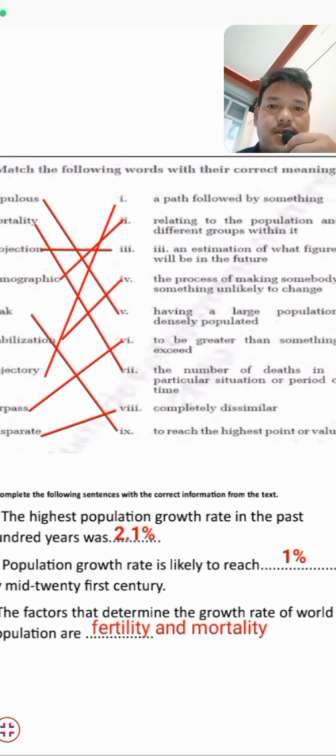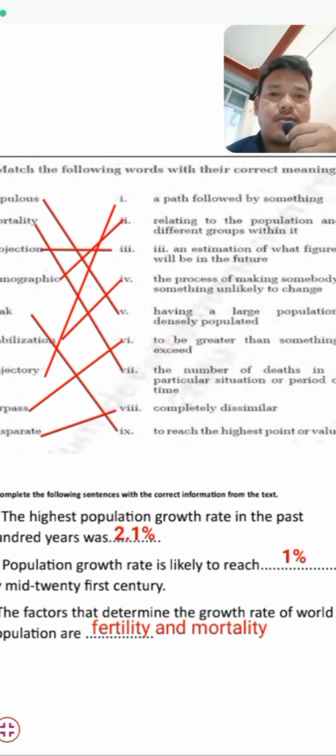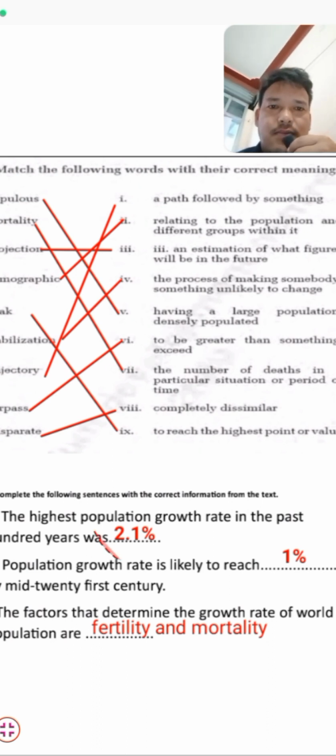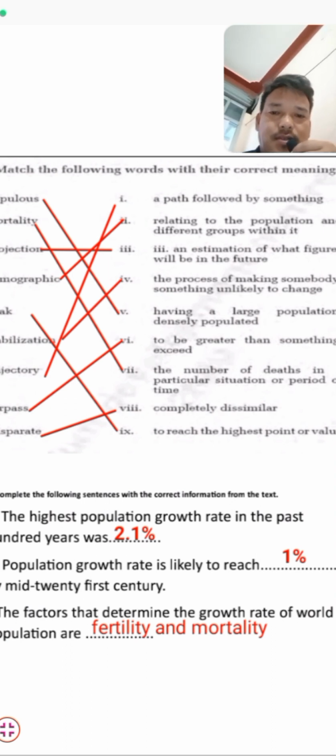Now we have exercise B, that is, complete the following sentences with the correct information from the text. Students, here you have to find the correct information from the text. First, you have to go to the text. There you have to read thoroughly and carefully, and only then will you be able to find the information and fill in the blank. So the first one is, the highest population growth rate in the past 100 years was, according to the text, students, 2.1%. Similarly, the second, the population growth rate is likely to reach 1% by the mid 21st century.